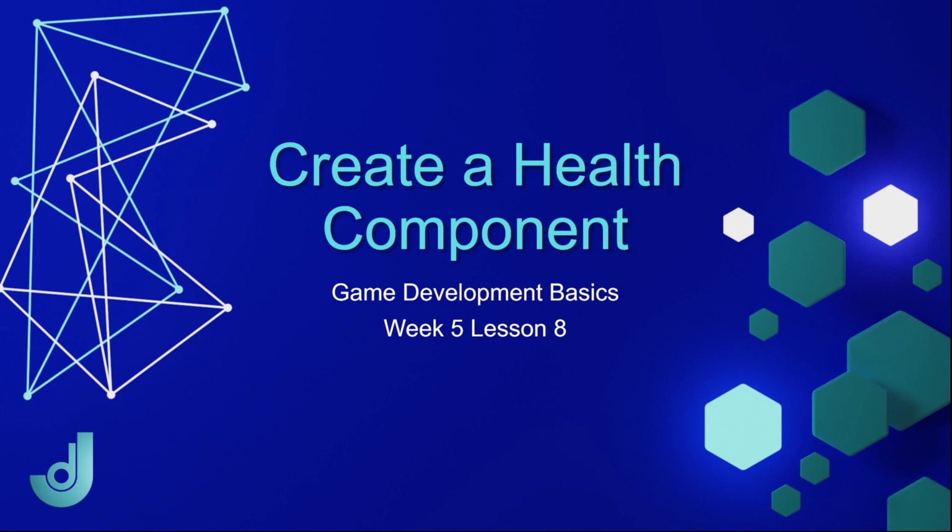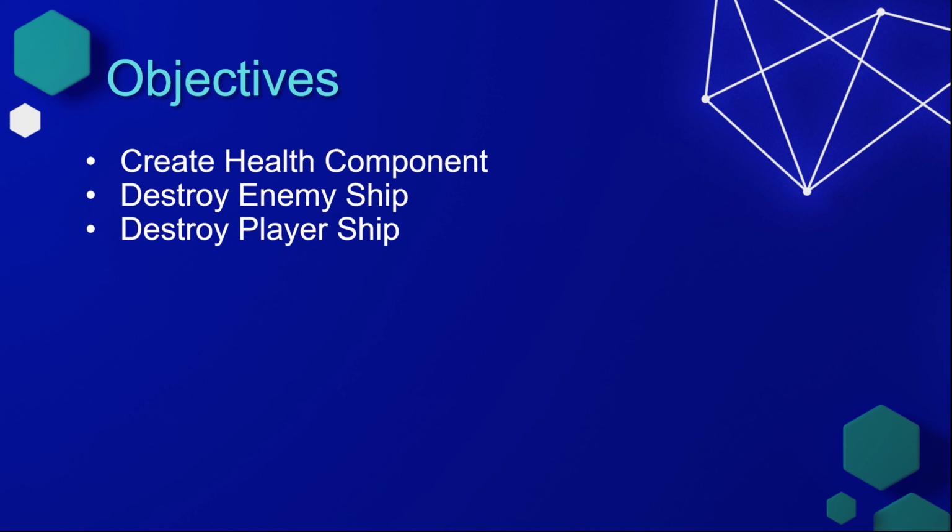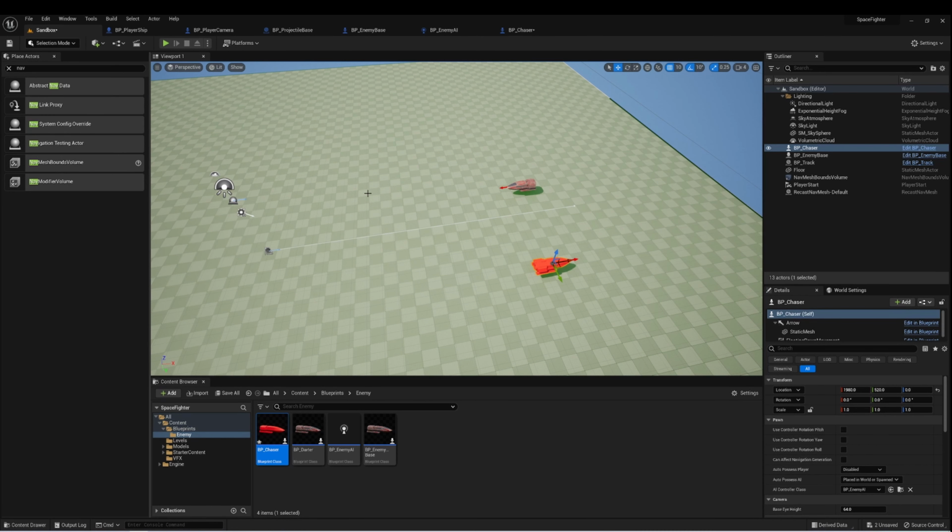Welcome to my course, Game Development Basics, Week 5, Lesson 8, Creating a Health Component. The objectives for this lesson are to create a health component, and then we'll set up destroying enemy ships and player ships. Before I get started though, I just want to do a little bit of project cleanup.